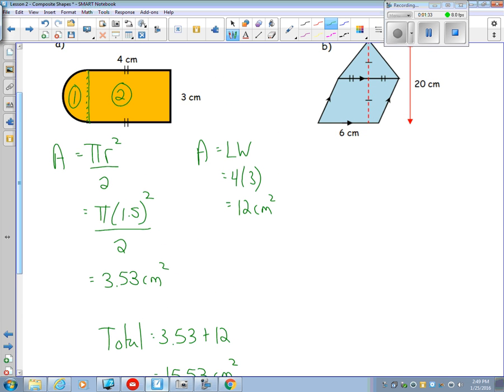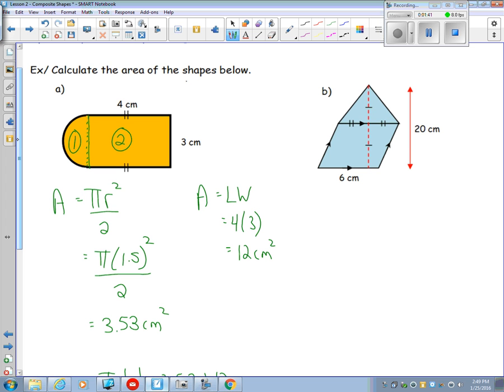Maybe pause the video, try the second one yourself, see how you can do with that. If not, I will take you through it. Okay, so looking at this shape, I'm going to call the triangle at the top here shape 1, and the parallelogram shape 2. So my triangle is base times height divided by 2. My base and height have to be meeting at a 90. I think of this as the 90.